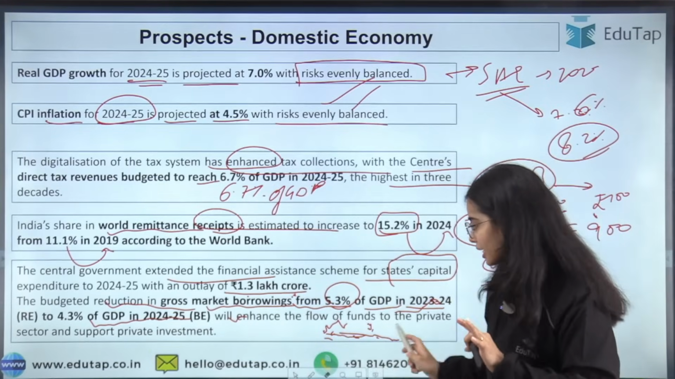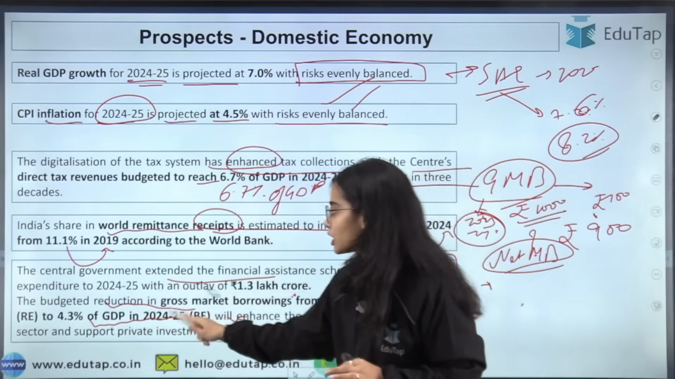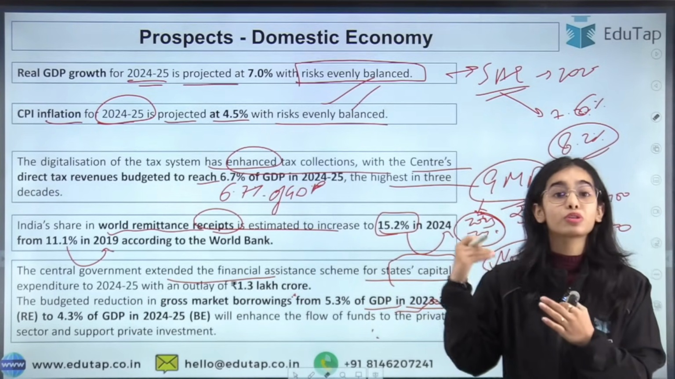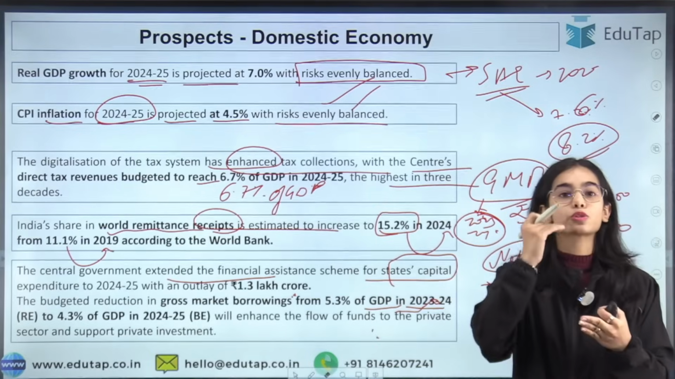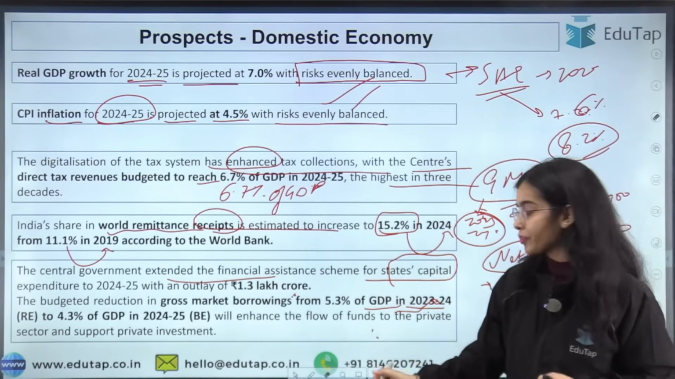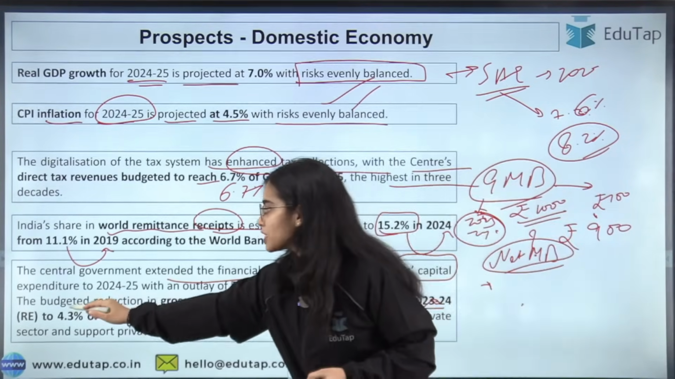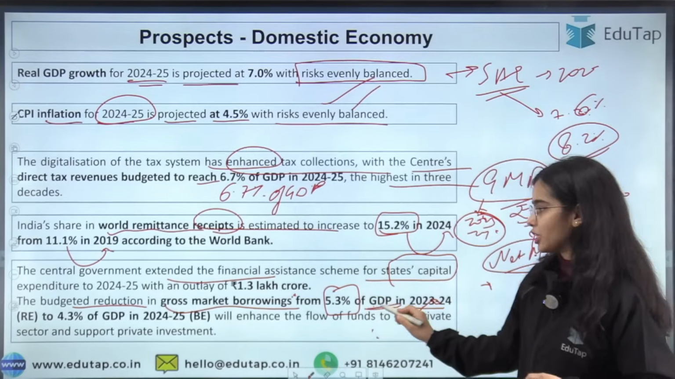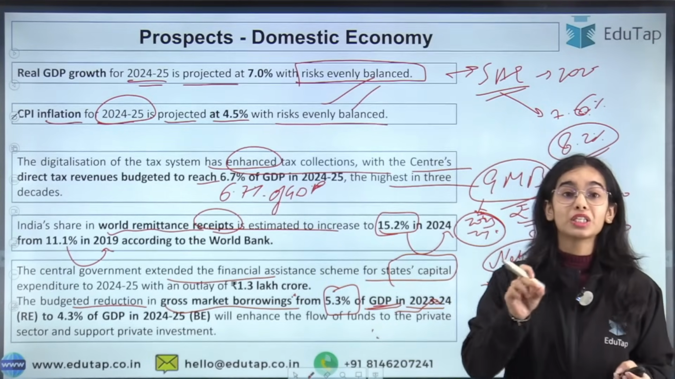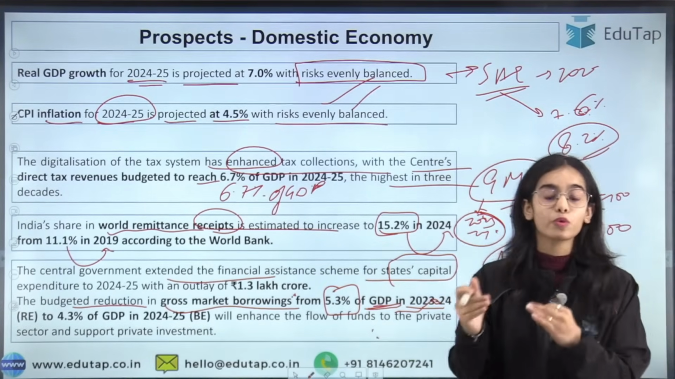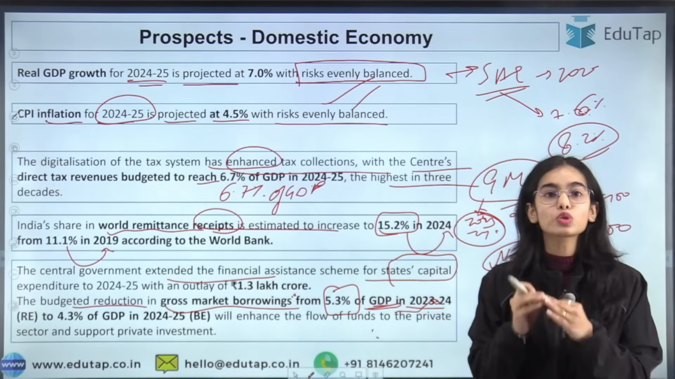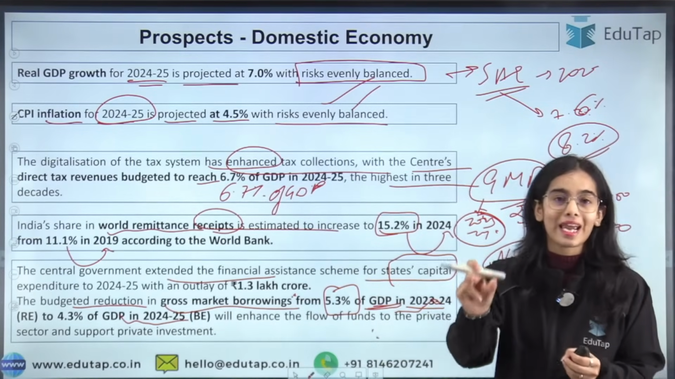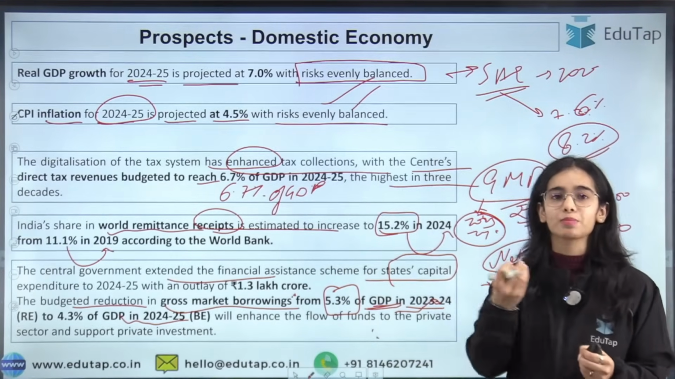So the government has said that we are going to reduce the gross market borrowings because the government is doing fiscal consolidation. The government has to reduce its deficit. The government has to reduce its borrowing. So the government has said that the budgeted reduction in gross market borrowings is from 5.3% of the GDP in 2023-24, which we will reduce to 4.3% of the GDP in 2024-25. This is the budgeted estimate as per the budget.